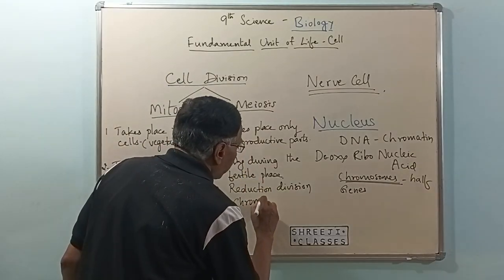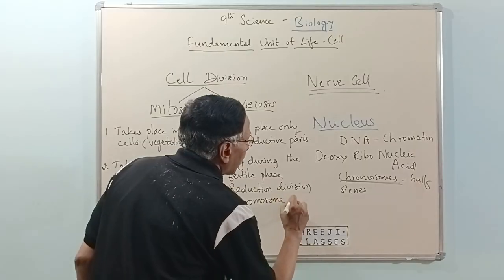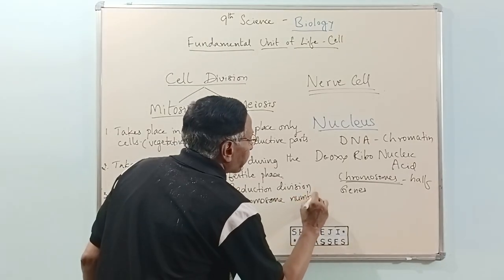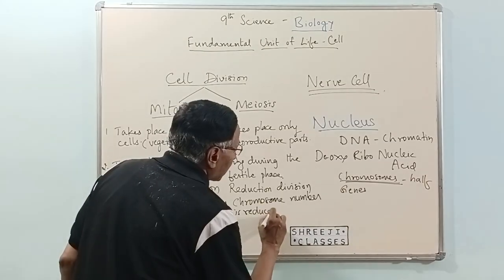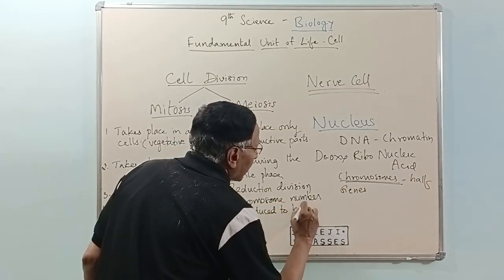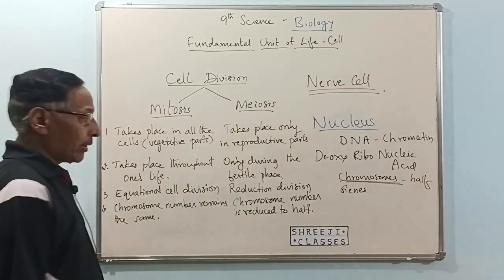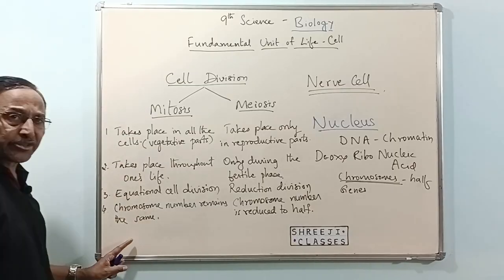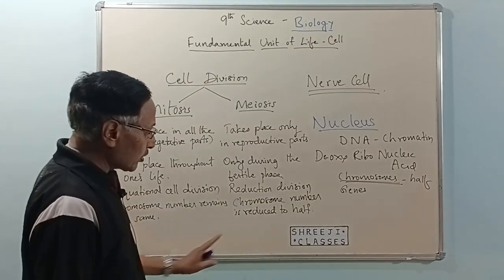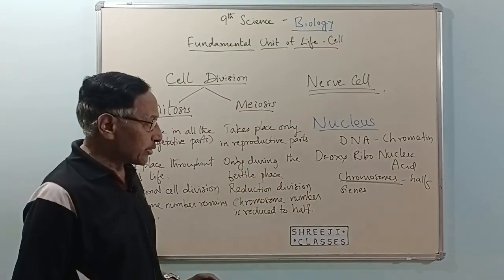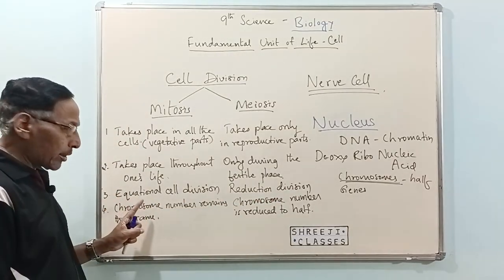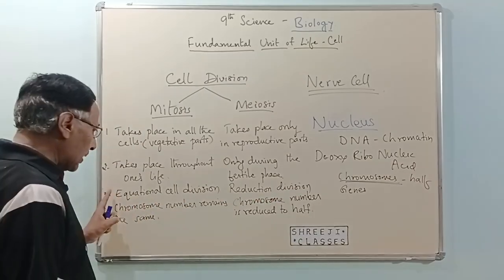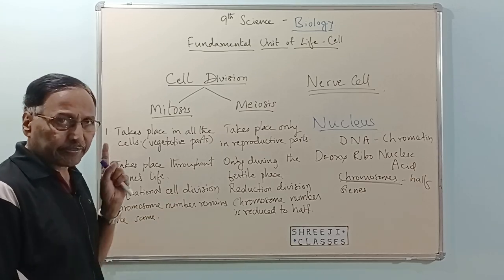Chromosome number is reduced to half. Chromosome number remains the same here, whereas here the chromosome number is reduced to half. That's why it's called reduction division. Here the chromosome number remains the same. Therefore, it's called equational cell division.